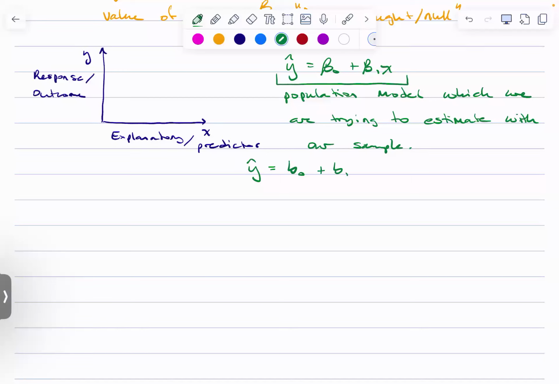b naught plus b1 times x is going to be the sample line of best fit. So this becomes our line of best fit from the sample.